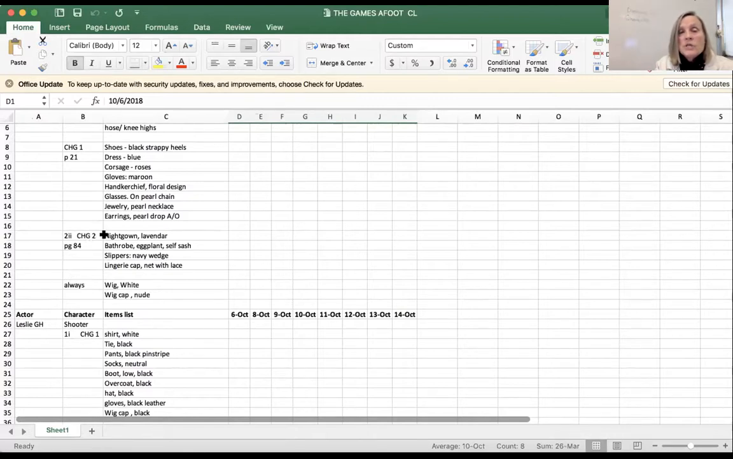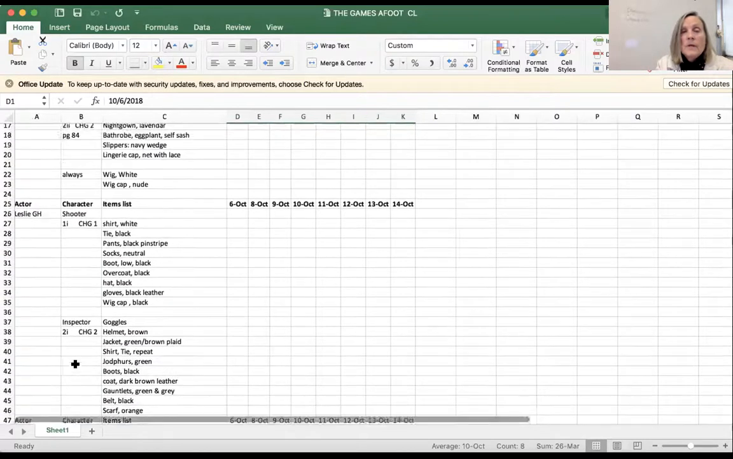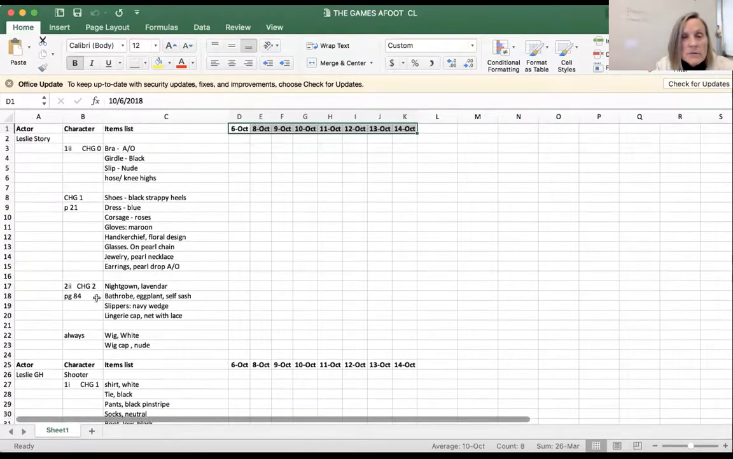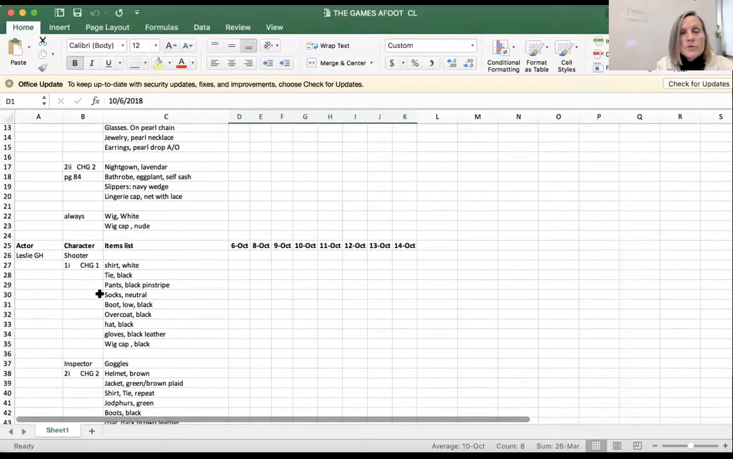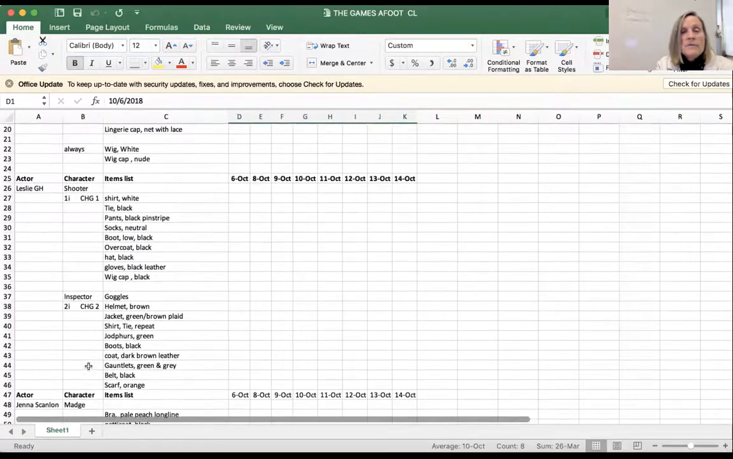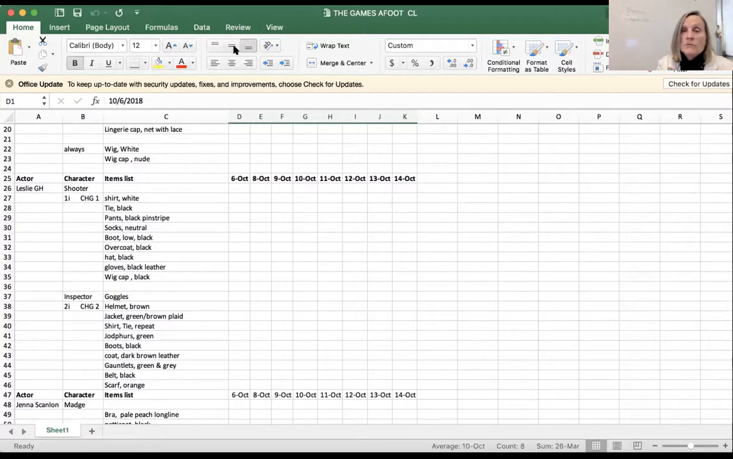Then her change two is the lavender nightgown, bathrobe, eggplant slippers, navy wedge, and lingerie cap. Always her white wig and her white nude cap. That should be up here, right? Why did she not have it on in this scene? No, she had it. Okay, so those were her changes. Then this other Leslie had two changes, completely different. She's wearing goggles, helmet, and so on. These would be individual pages printed out, one page per actor.